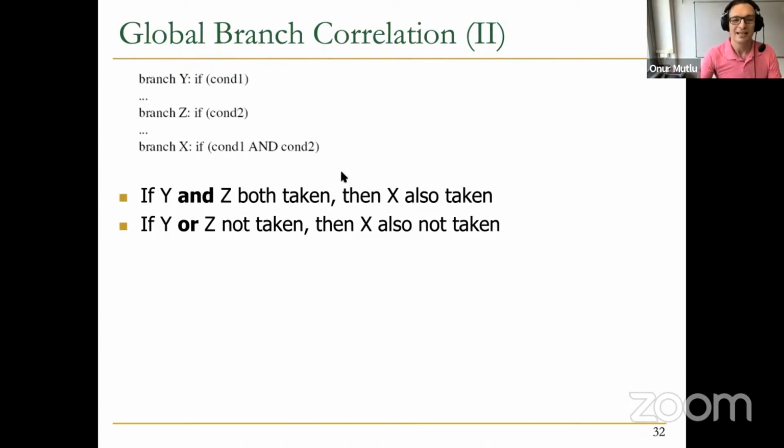Another one here. Two branches consecutively test condition 1 and condition 2, and the next one tests both condition 1 and condition 2. In this particular case, if the first and second branches, Y and Z, are both taken, then X is also taken. The last one is also taken. If Y or Z is not taken, then X is also not taken. You can think about this a little bit, but clearly there's very interesting correlation here.